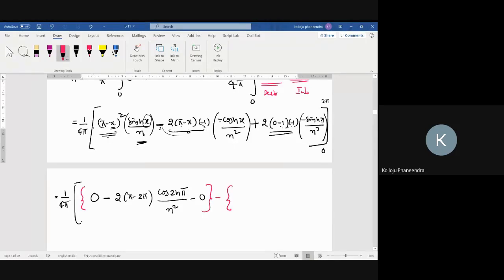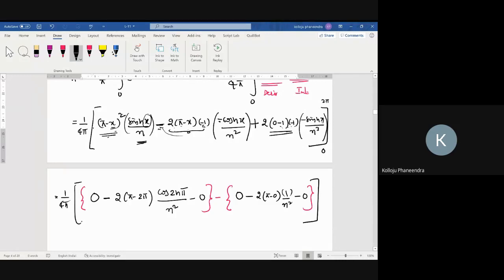Minus. Coming to the lower limit, 0. Sine 0 is 0. Second term, minus. Next one, 0 means cos 0, value 1, 2 into (pi minus 0). Already this minus 1 is included here. Cos 0 means 1 by n square. And sine 0 is 0. The lower limit is also closed.